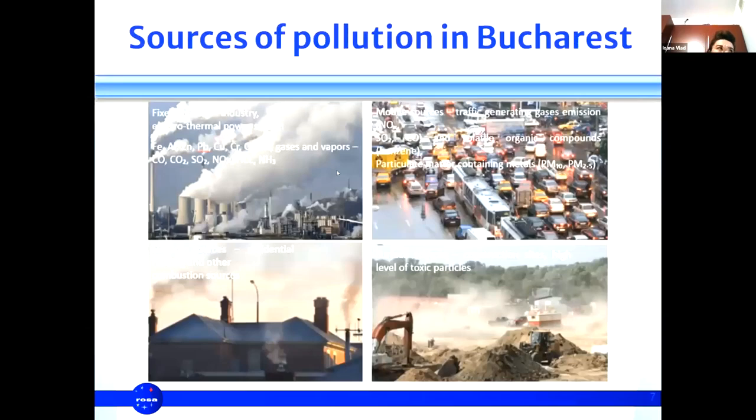Related to the different sources of pollution in the city we live in, they were divided into several categories, I may say. The fixed source, represented by the industry and electrothermal power stations; the mobile source, very important to take into consideration, generated by traffic gas emissions, organic compounds, particulate matter containing metals; and surface sources represented by construction sites, residential heating, and other combustion sources.